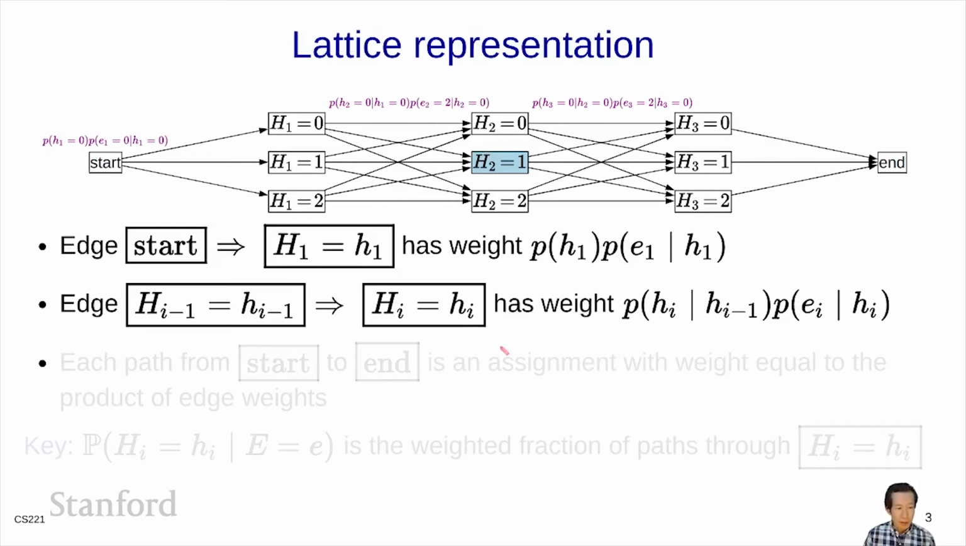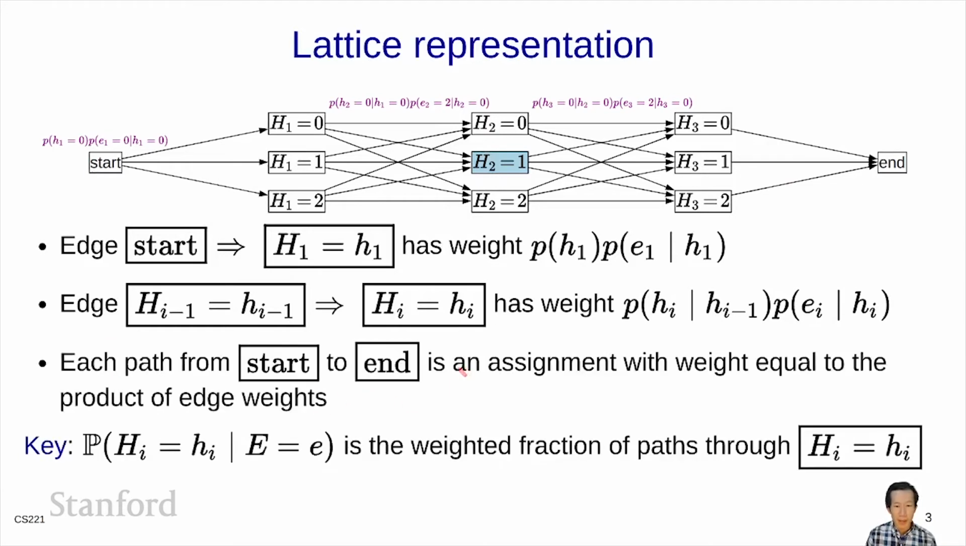Now each path, as we stated before, from start to end, is an assignment of all the variables, but in particular, it has weight equal to the product of the edge weights. So this path here has weight which is simply the product of all these purple numbers. And that weight is actually the joint probability of this particular assignment and the evidence.